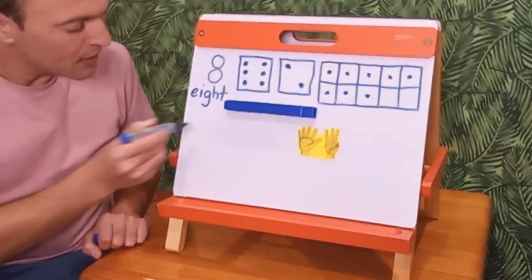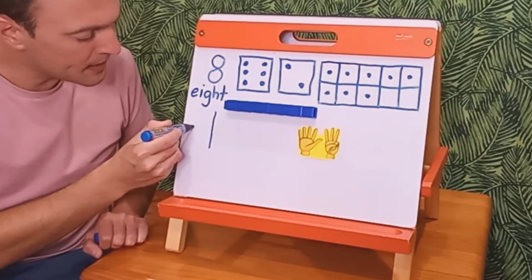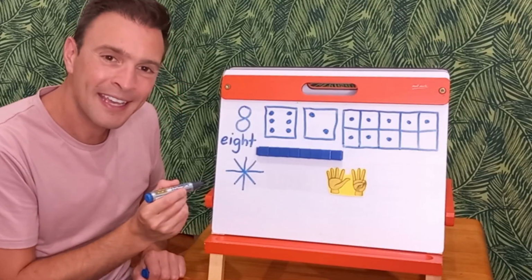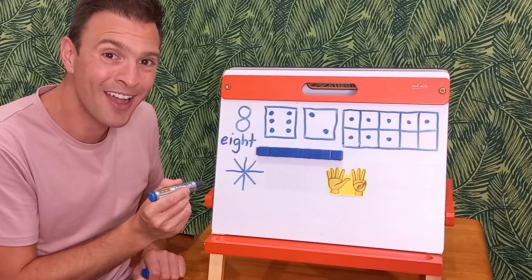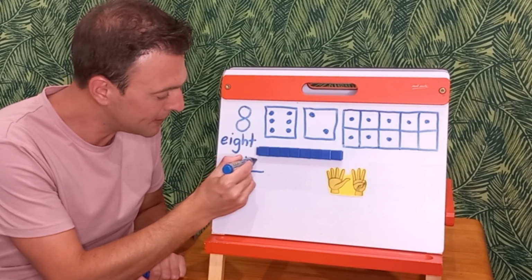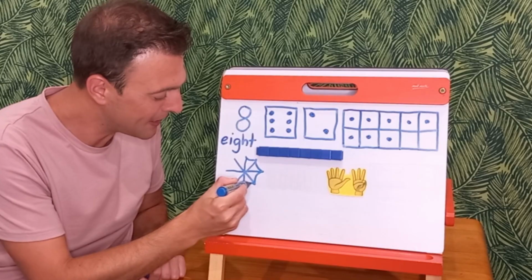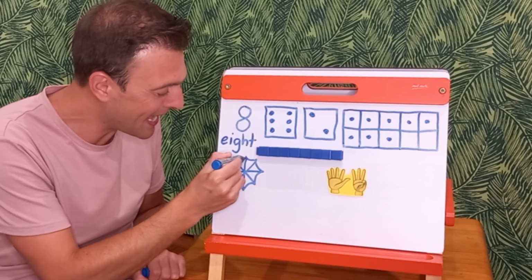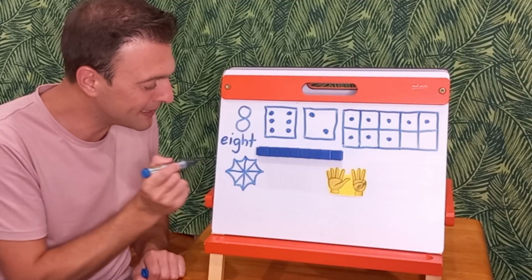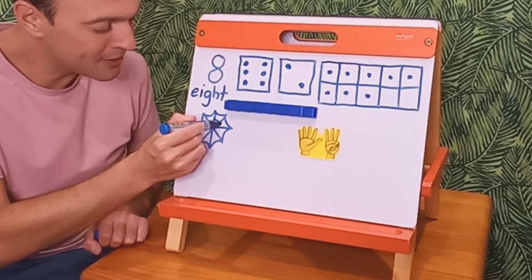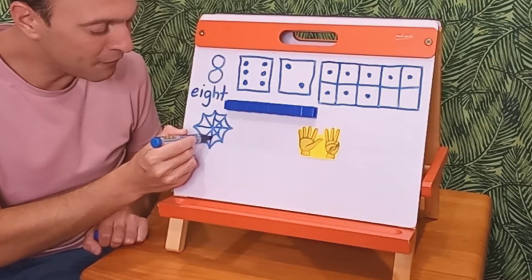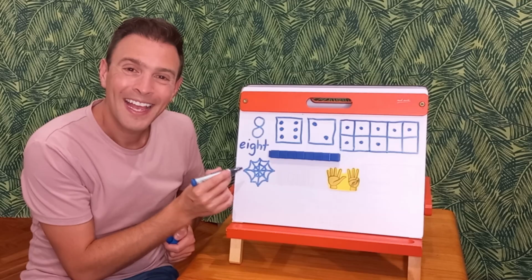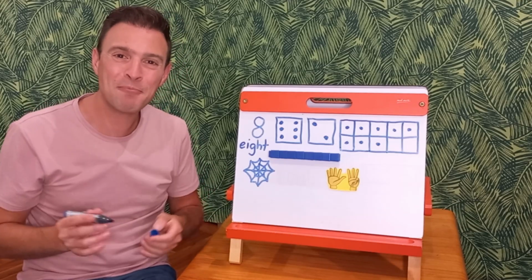Okay, let's go. So, here is the middle of the spider web first. And now, count with me as I draw the silky sides. Ready? 1, 2, 3, 4, 5, 6, 7, 8. And now I'm going to draw a smaller one inside. 1, 2, 3, 4, 5, 6, 7, 8. And there we have it, a spider web that represents 8.